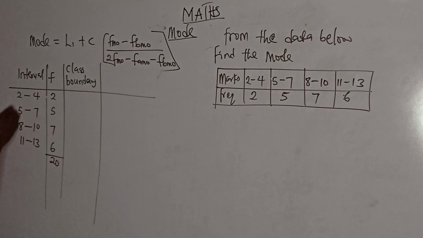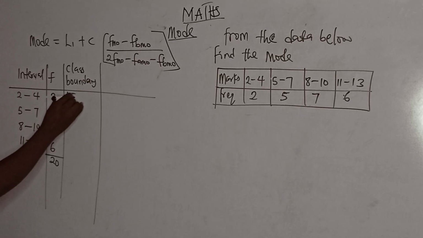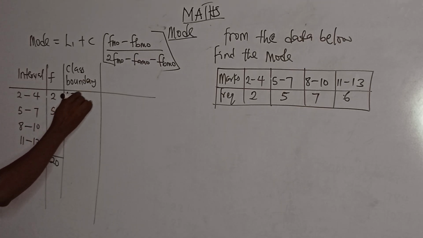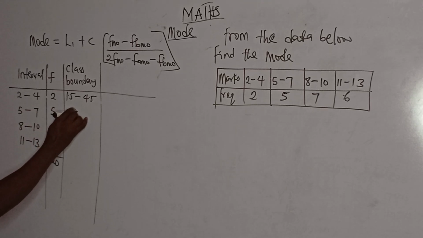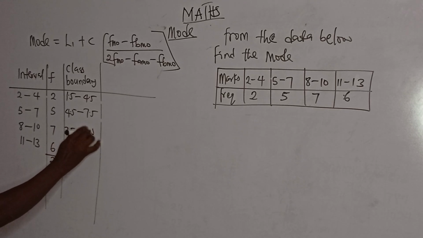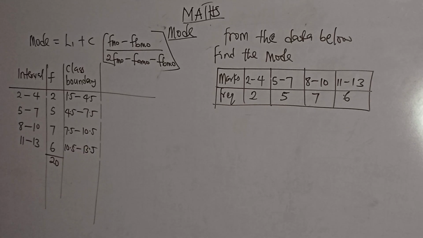Now, for those lower limits, you remove 0.5, that is how to do it. While for all the upper limits, you add 0.5 to each of them. So if you remove 0.5 from the first lower limit 2, that gives us 1.5, and the upper limit 4 becomes 4.5. So we have 1.5 to 4.5, 4.5 to 7.5, 7.5 to 10.5, 10.5 to 13.5.